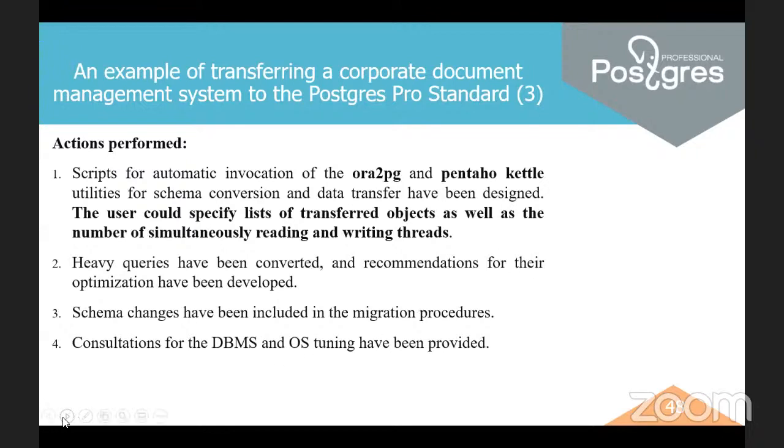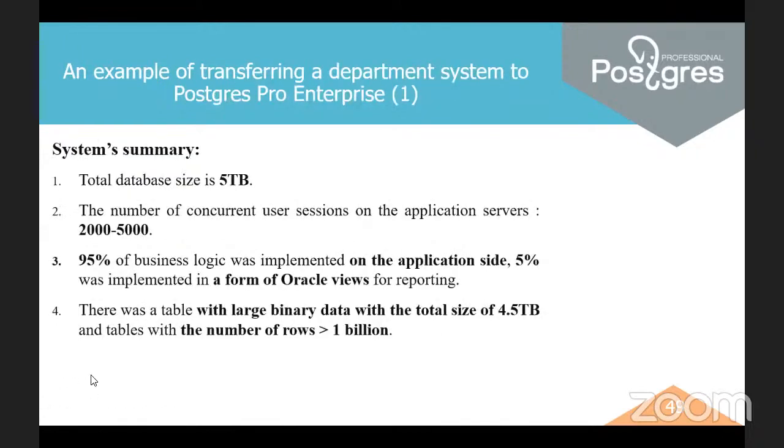We also have more complicated cases, and let's have a look at an example. It was required to transfer a corporate department system to the Postgres Pro Enterprise database. The total size was 5 TB, and the number of concurrent user sessions on the application service ranged from 2,000 to 5,000. 95% of business logic was implemented on the application side, and 5% was implemented in the form of Oracle views for reporting. And there was a table with large binary data with a total size of 4.5 TB, and tables with a number of rows greater than 1 billion.